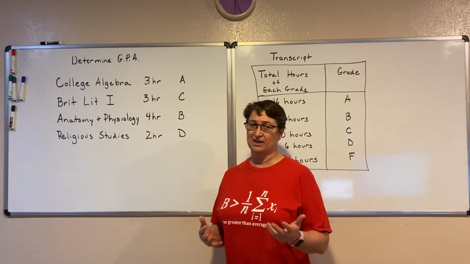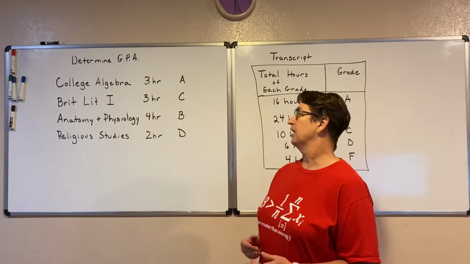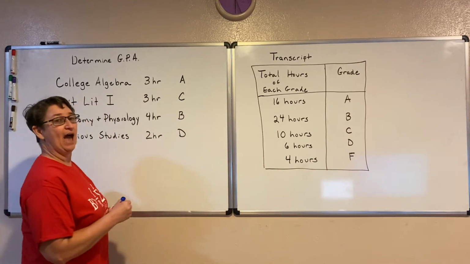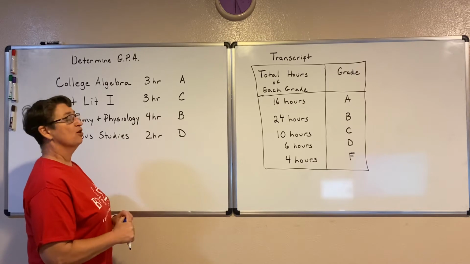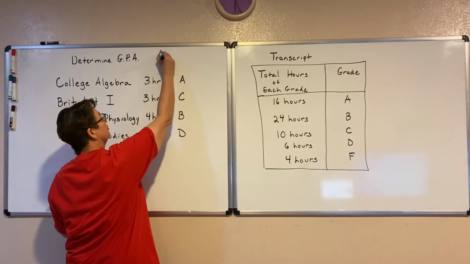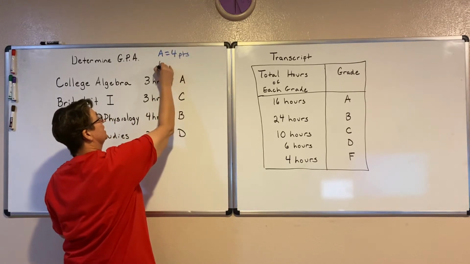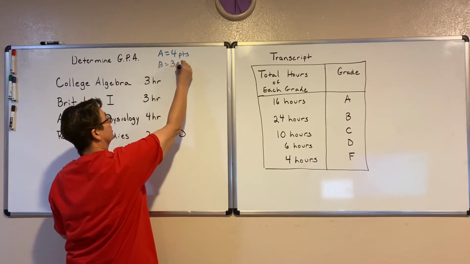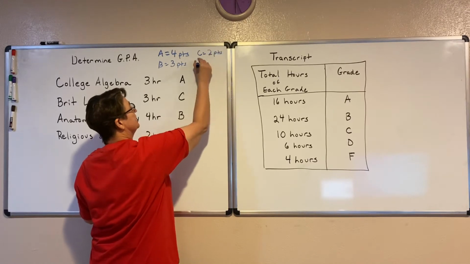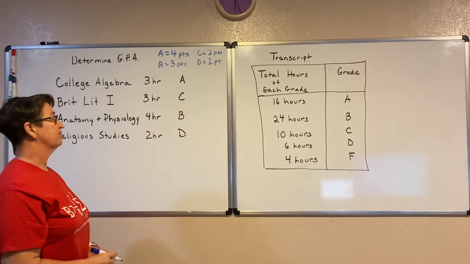But what happens if you make a mixture of those things? You make a few A's, a few B's, a few C's, a few D's, and maybe even fail a class or two. So let's just look and see how we determine our GPA. The first thing you have to do is find out just how many points each grade is worth. Traditionally, an A is worth 4 points, a B is worth 3 points, a C is worth 2 points, a D is worth 1 point, and then an F is worth 0 points.